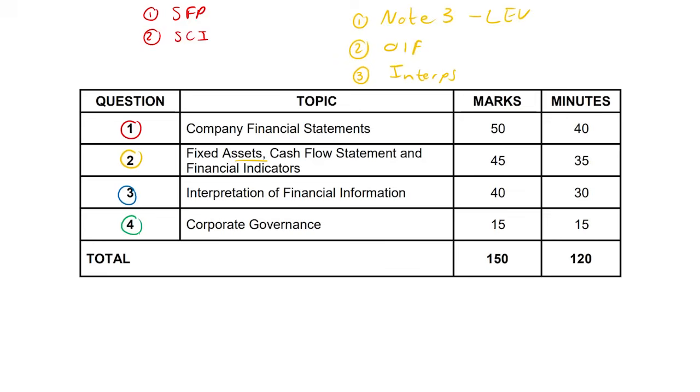And then we get to corporate governance, all your audit reports, your whole ethical stuff. I'm talking King Code, all that good stuff. That is also really, really important for today's paper.